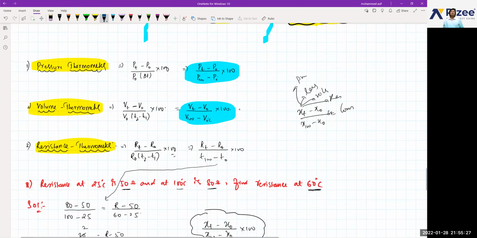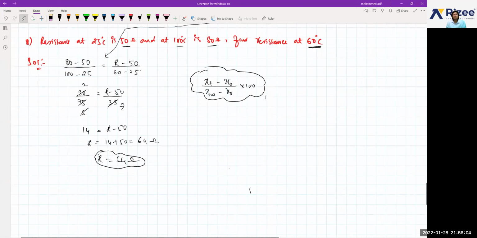Clear? See, for the pressure thermometer: Pt minus P naught divided by P naught into delta T into 100. How did I get this, beta? I told you that formula: X minus ice point divided by steam point minus ice point, into 100, is equal to a constant. For the volume thermometer: Vt minus V naught divided by volume at 100 degrees centigrade minus volume at 0 degrees centigrade, into 100. For the resistance thermometer: Rt minus R naught divided by resistance at 100 degrees centigrade minus resistance at 0 degrees centigrade, into 100. Clear? So these are some problems you can do.